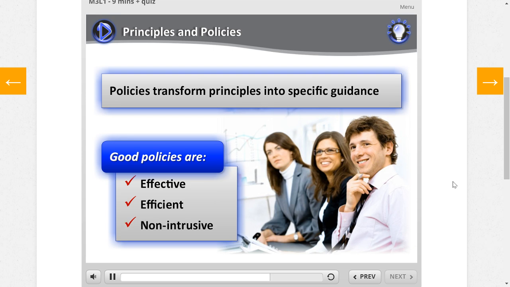A good policy is also non-intrusive. By this, we mean that it will be reasonable to the people who are expected to comply with it. Those who write the policy should take into account the practicalities of complying with it. Wherever possible, it shouldn't get in the way of people doing their jobs, and therefore creating resistance.